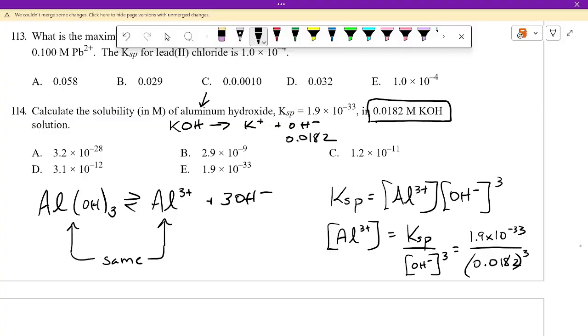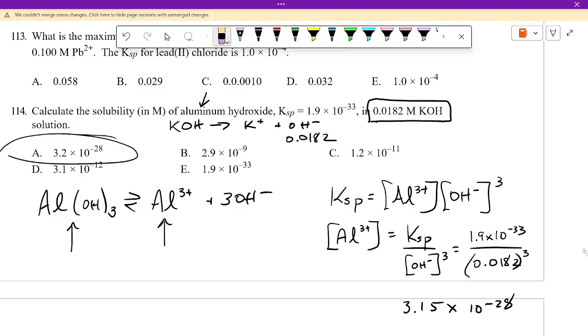1.9 times 10 to the negative 33 divided by 0.0182 cubed equals 3.15 times 10 to the negative 28. So that's going to be A. Okay? So because it is a multiple choice, you can just assume that we're doing the most straightforward thing possible.